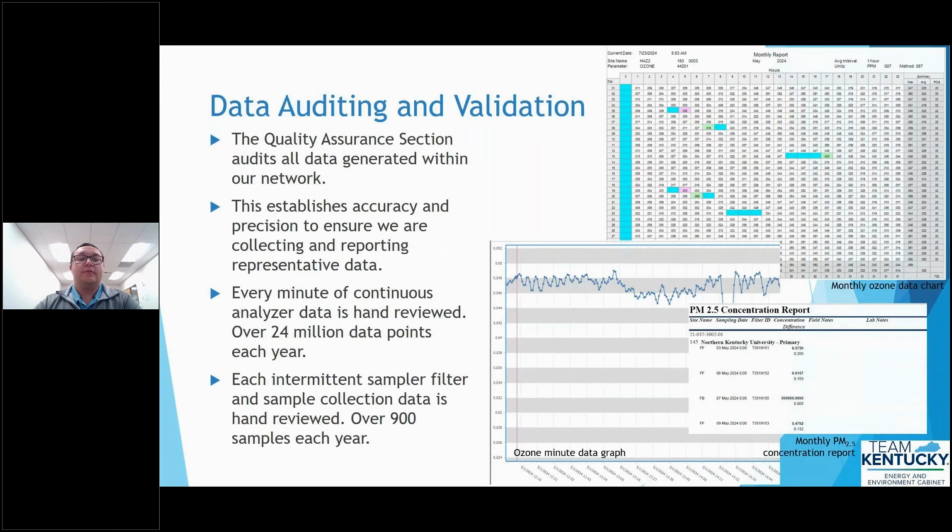So in addition to all of the performance audits and biweekly checks performed on our monitoring equipment, the Quality Assurance Section also reviews and validates every single minute of data collected by all of our continuous analyzers and every 24-hour sample collected by every single intermittent sampler in the state. This is done by reviewing monthly data reports for all of our equipment. This amounts to over 24 million individual data points for our continuous analyzers and over 900 individual samples for the intermittent samplers, all being reviewed every single year.